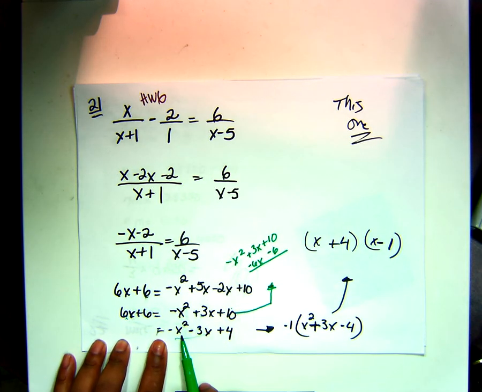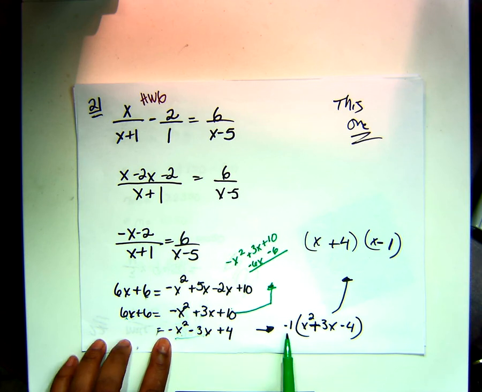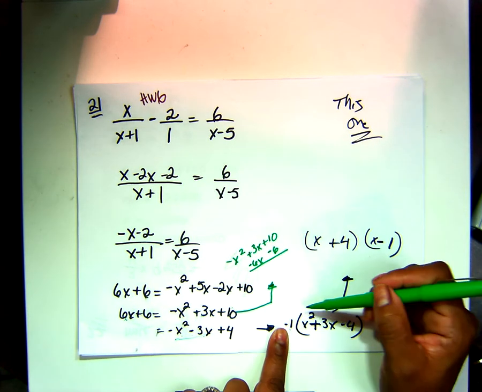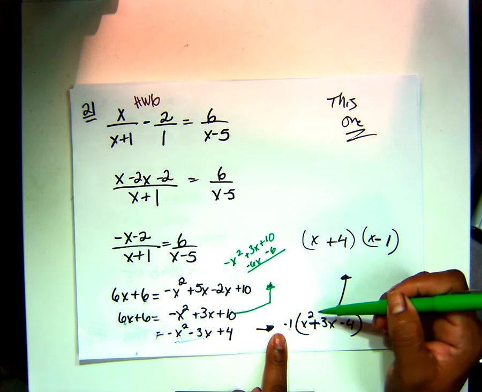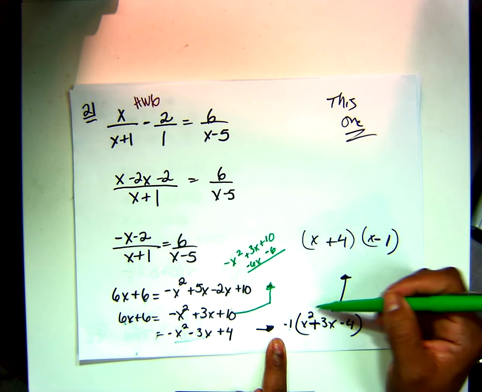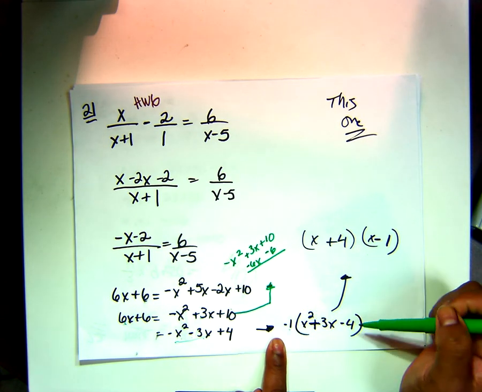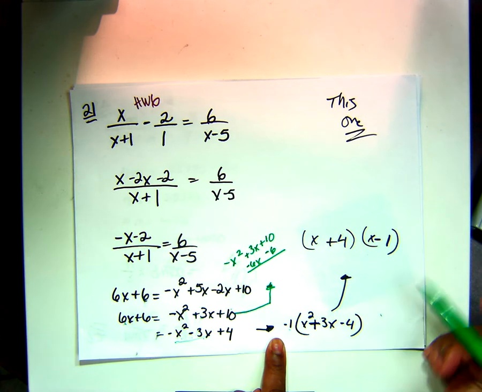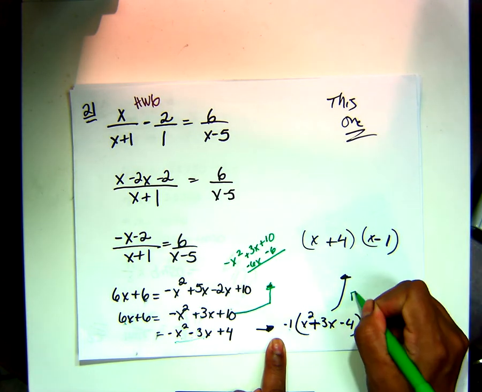Now that I have that, I'm going to have negative x squared minus 3x plus 4. I can factor out that negative 1 right here. Once I factor it out, all my signs change. So now once I take the negative out, I have x squared plus 3x minus 4. Well, I can break this one down even further by factoring them. So this step is factoring.